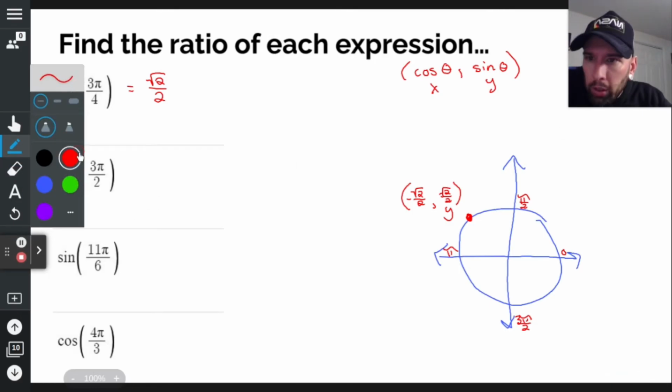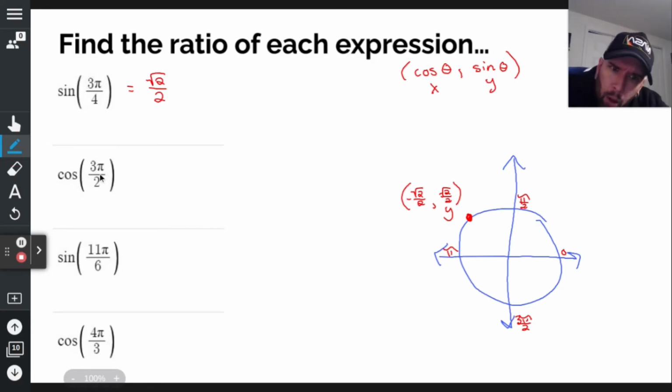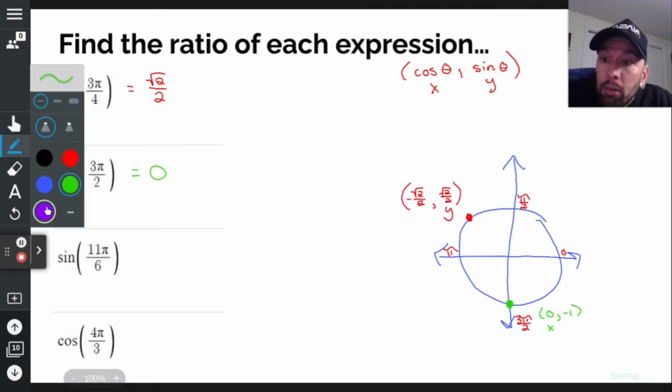All right, on to the next one. Cosine of 3 pi over 2. 3 pi over 2 is a little bit after pi, and it's actually right here. So that point right there is the point (0, negative 1). I want the cosine of it, which is the x value. So the cosine of 3 pi over 2 is the x coordinate of (0, negative 1), which is 0. How about that? Catch me outside. How about that? Remember her?